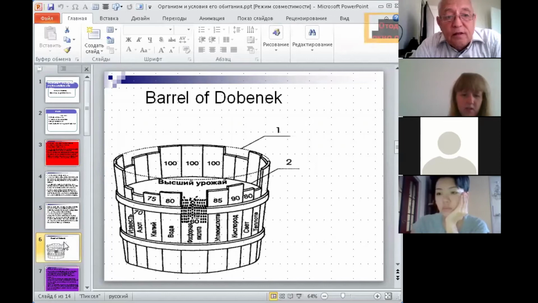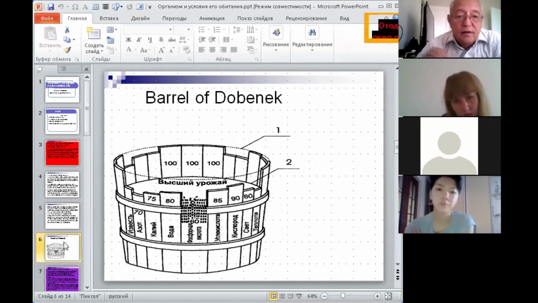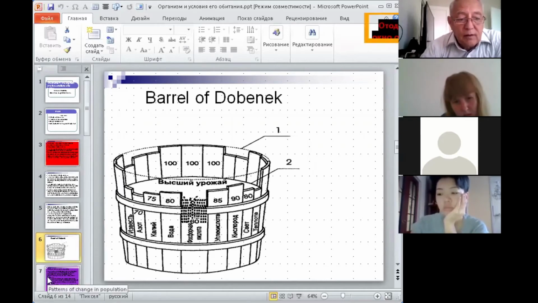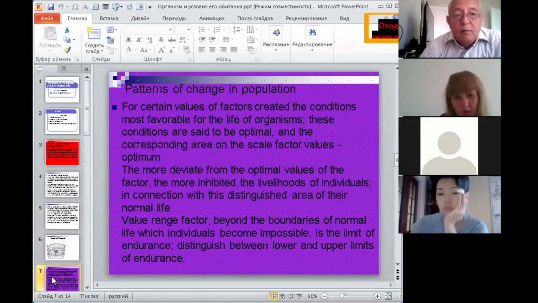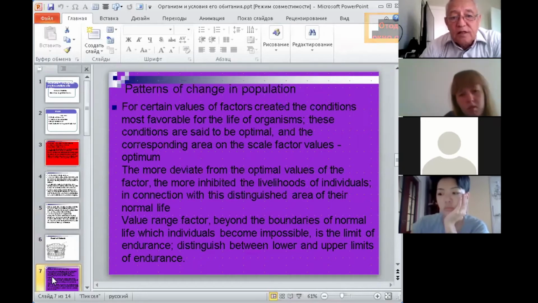On the slide, you see the barrel of Dobenek. Factors of change in population. For certain values of factors, the condition created is most favorable for the life of the organism. These conditions are said to be optimal, and the corresponding area on the scale of factor values is the optimum.